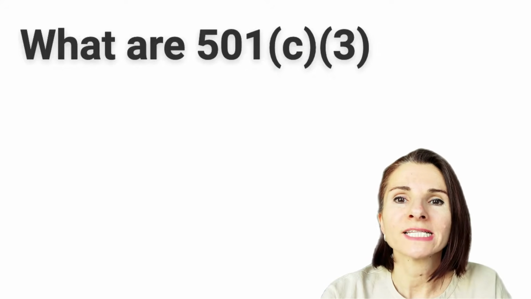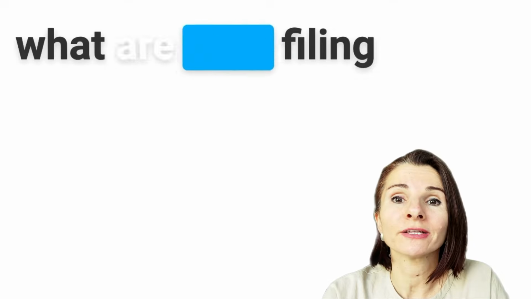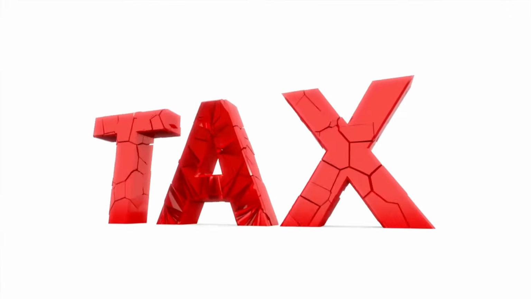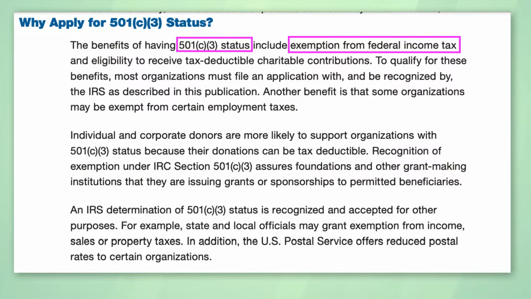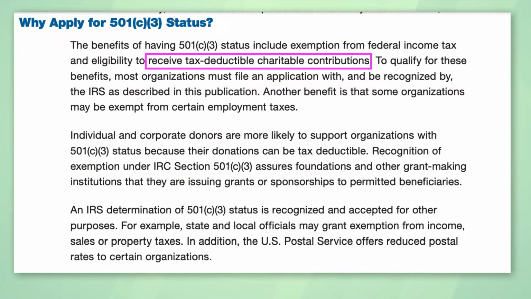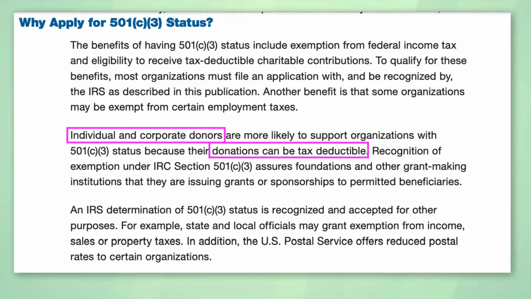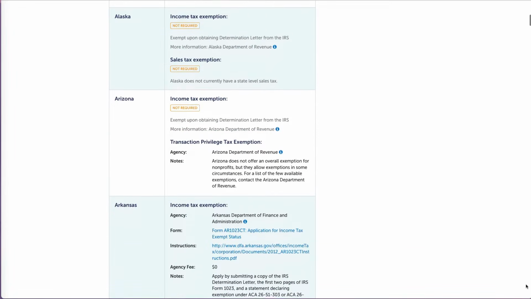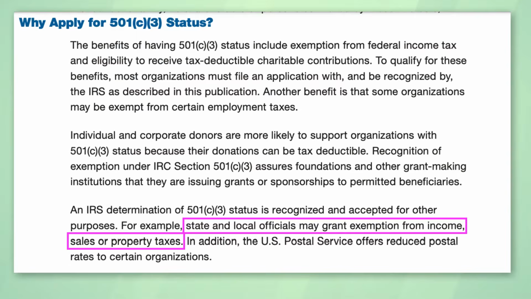What are 501(c)(3) organizations and what are their filing requirements? The IRS Internal Revenue Code Section 501(c)(3) exempts organizations from federal income tax and allows them to receive tax-deductible charitable contributions. In turn, donors can deduct their contributions under taxes. Additionally, many states also exempt these organizations from sales and property taxes.